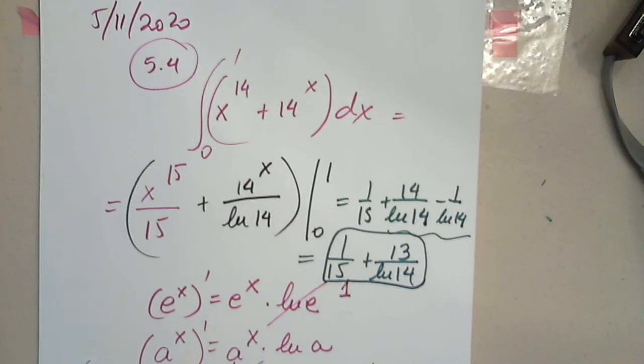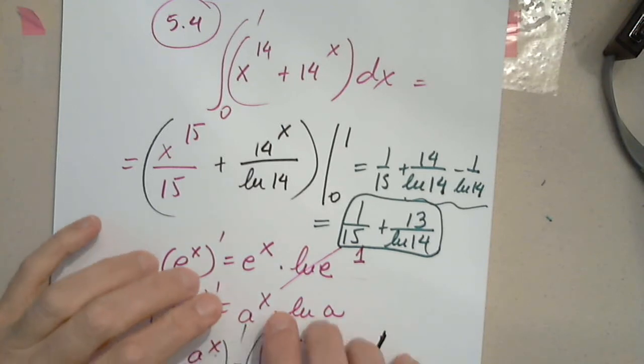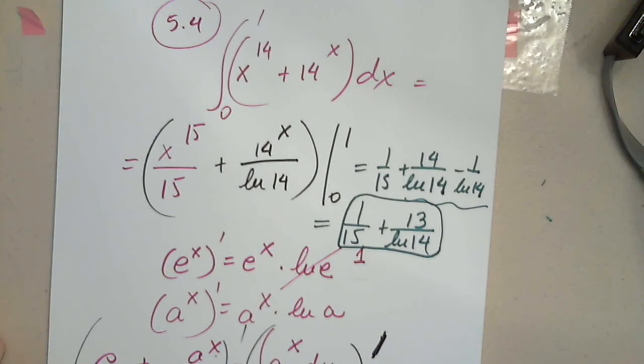That's the thing. If the base is e, there is no problem. But if the base is anything but e, then I have this. In order to get a to the x, I have to divide by this. Thank you very much.